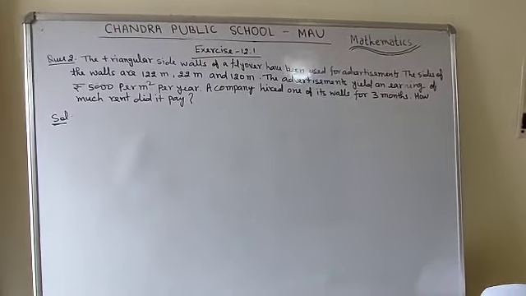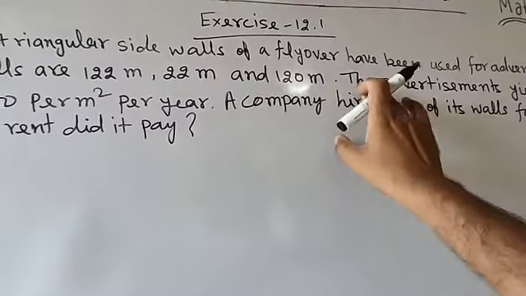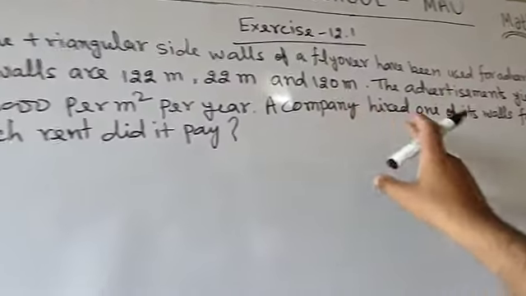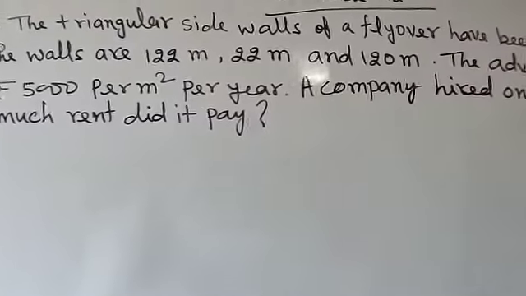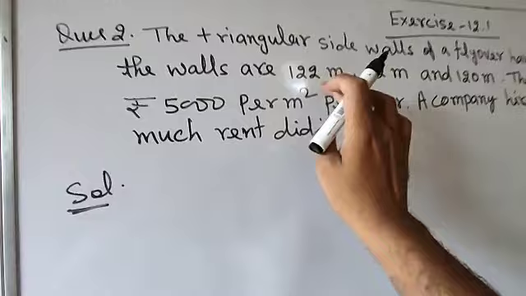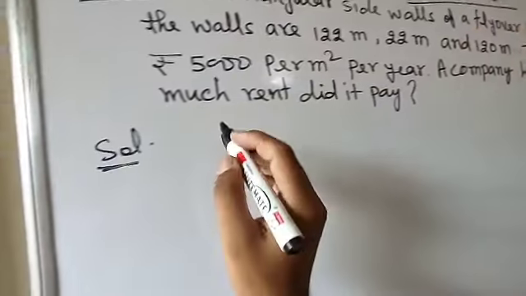So you need to find the total rent for the wall that is going to be used for the advertisement. The cost of that wall is rupees 5,000 per meter square per year. So first you need to find the area of the wall. That is the triangular wall, and all three sides are given: 122, 22 and 120 meter.